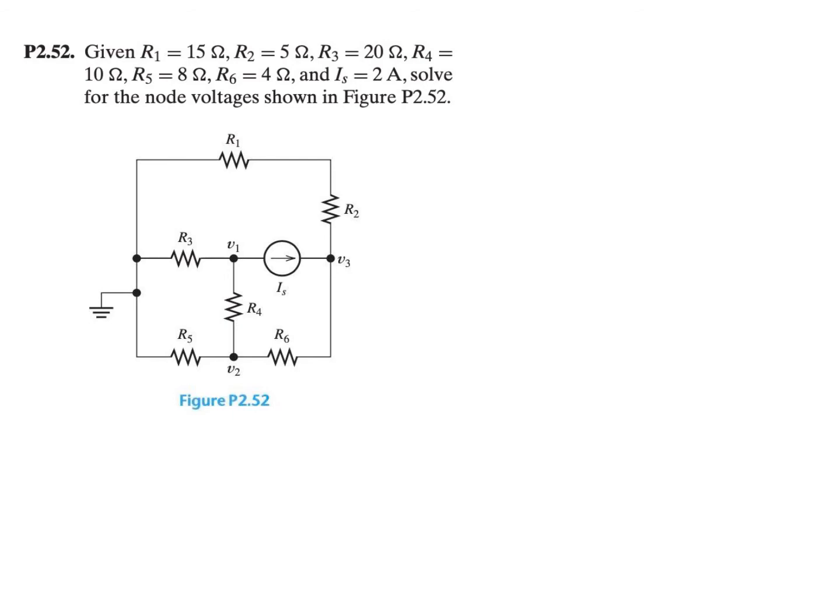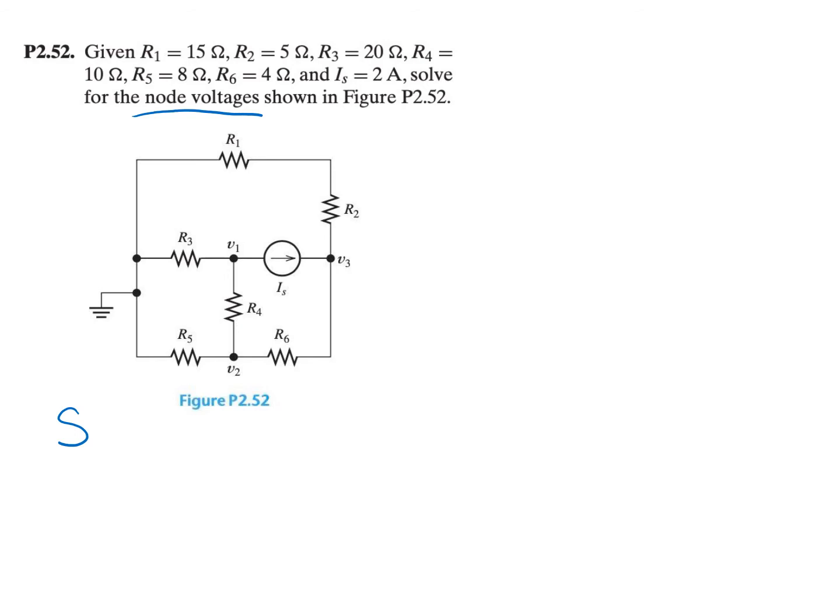P2.52, well, in this circuit, we are given the resistance value for all of the resistors. We have 6 resistors in the circuit diagram, and we are asked to solve the node voltages. Well, we are going to use the nodal analysis. So we go through the 4 steps.